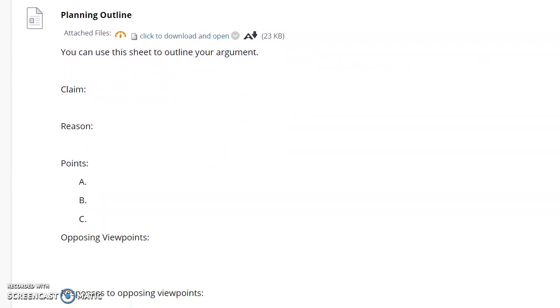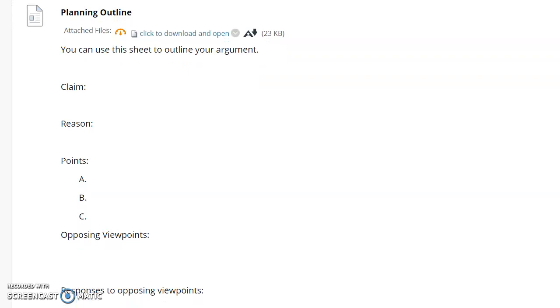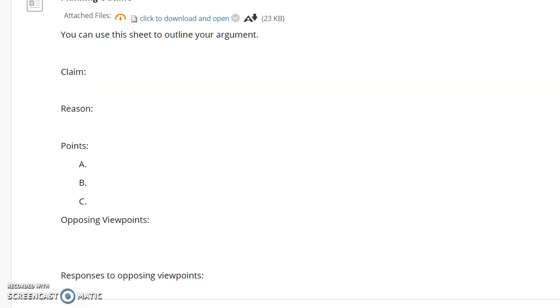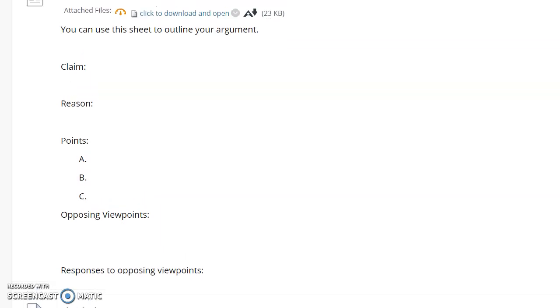So here is the planning outline that I suggest you download and save, or download and open and print, so that you can either write on this or type on this as you think through your different elements in this paper. So what is the claim? What is the statement that you want to make? That something is a certain way, or it is not a certain way, or it should be a certain way, or it should not be a certain way.